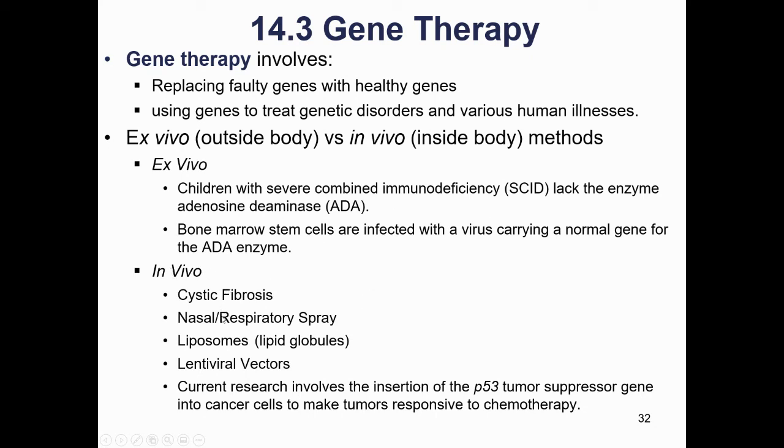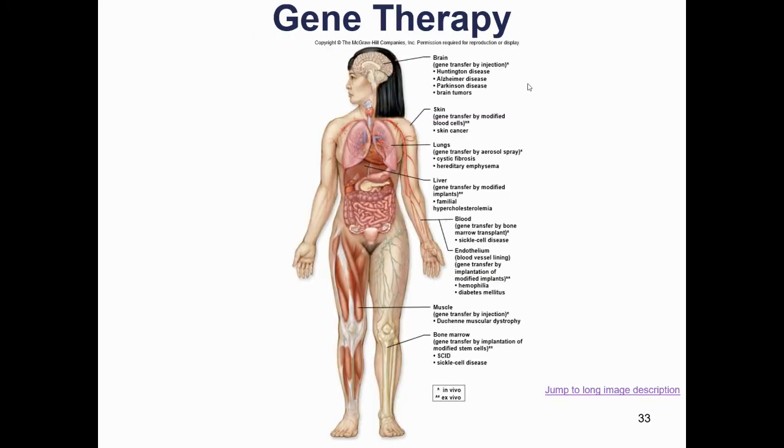And in vivo, we try to replace the faulty gene with a healthy gene, inserting that gene into the person's genome to try to correct the disorder. And there are some examples of research into this area, different diseases and illnesses that have the potential to be treated using gene therapy.